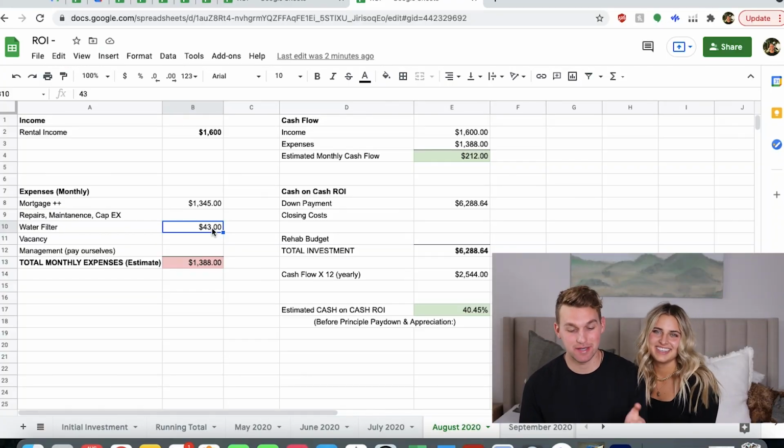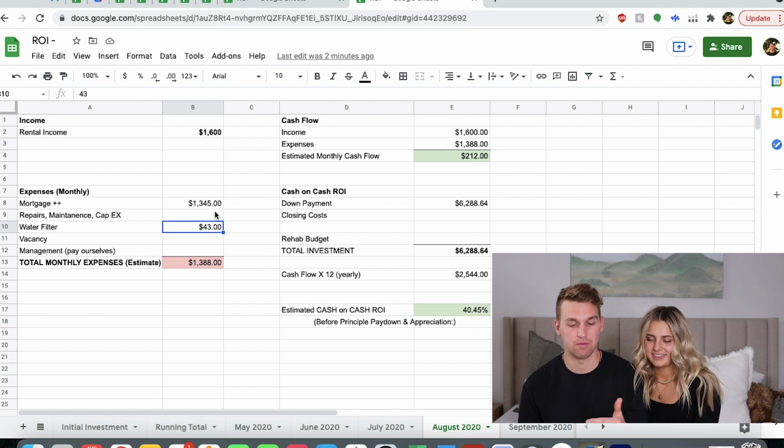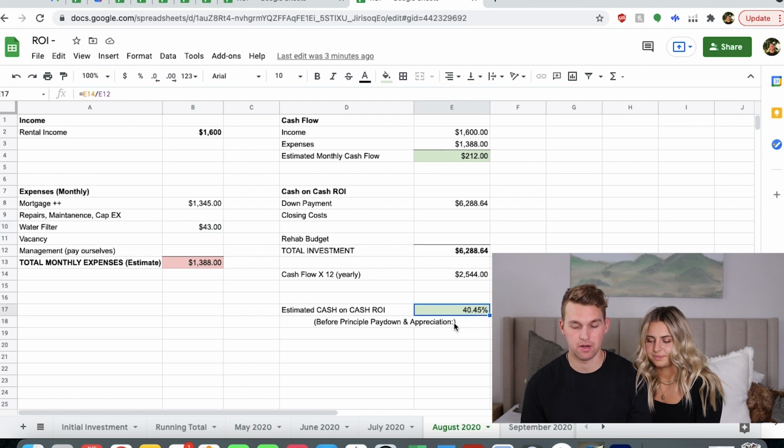Go write down the expense and then obviously that'll just be all included, so it'll count as your expense. And as you can see, the ROI for that month was a little bit lower, but I'll show you at the end how we kind of average it all out.